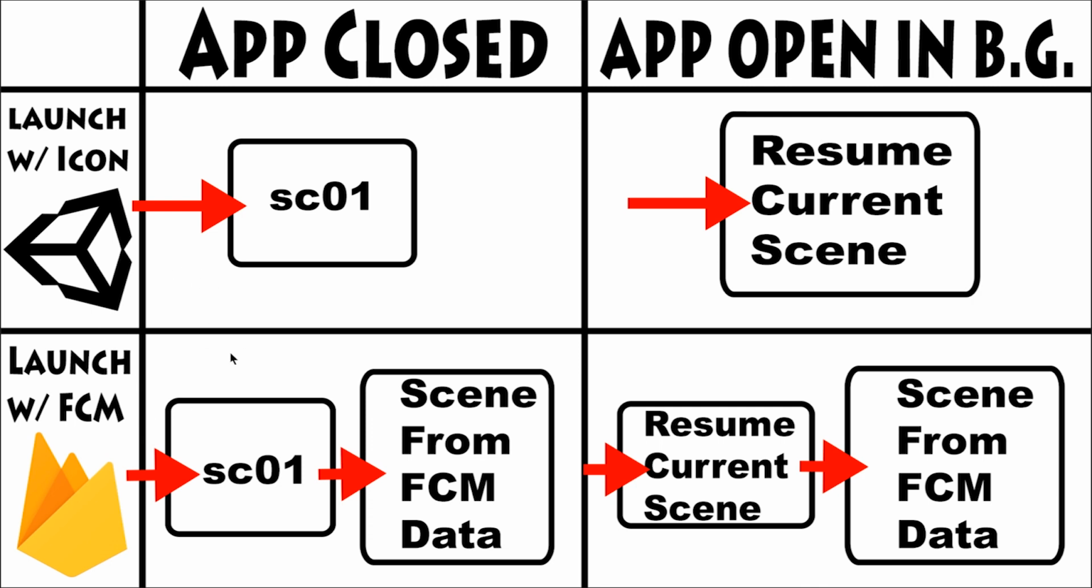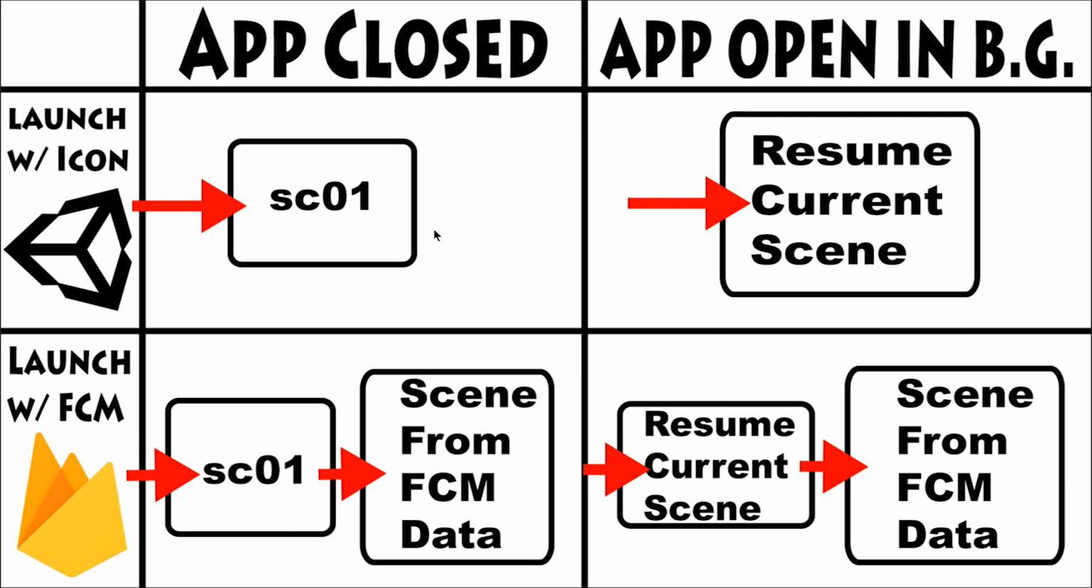And then for both of those cases, we need to determine how we should handle it when the app is closed or when the app is open but in the background. This would be if you switch to a different app and then you say got the notification and then you clicked on it from there, and then it cycles back to your Unity application.